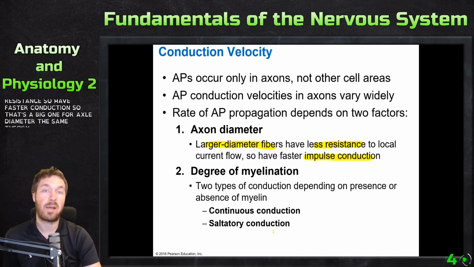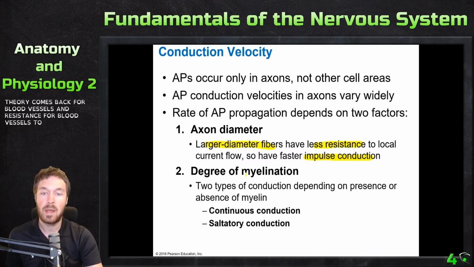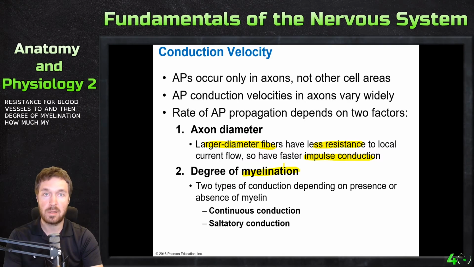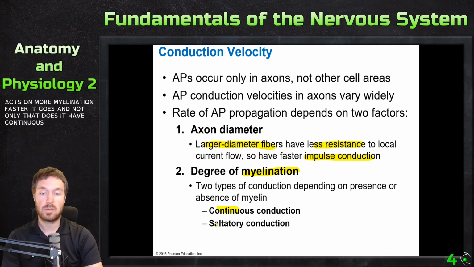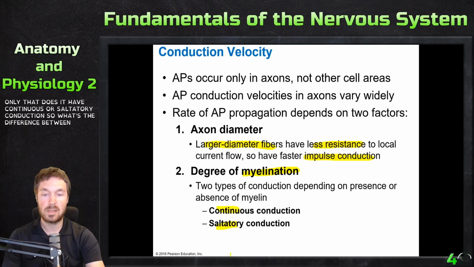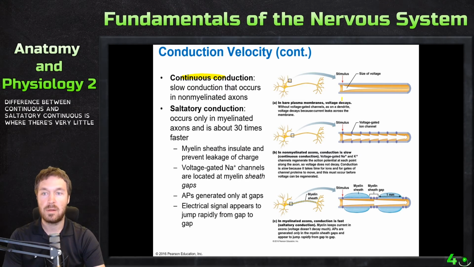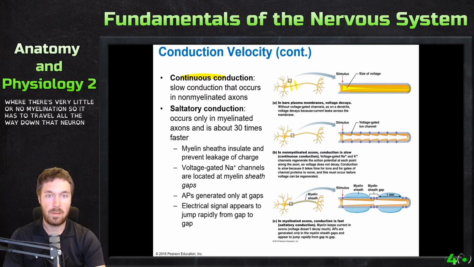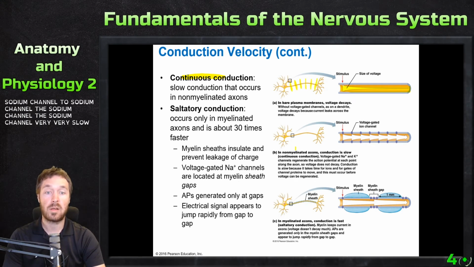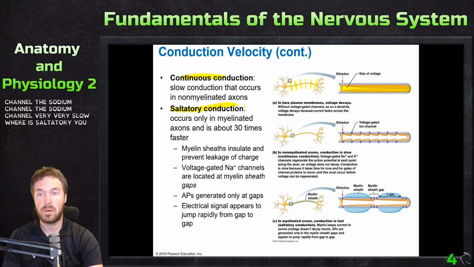The same theory comes back for blood vessels and resistance too. And then degree of myelination: how much myelin is wrapped around that axon? The more myelination, the faster it goes. And not only that, does it have continuous or saltatory conduction? What's the difference? Continuous is where there's very little or no myelination, so the signal has to travel all the way down that neuron, sodium channel to sodium channel to sodium channel. Very, very slow. Whereas with saltatory, you jump.